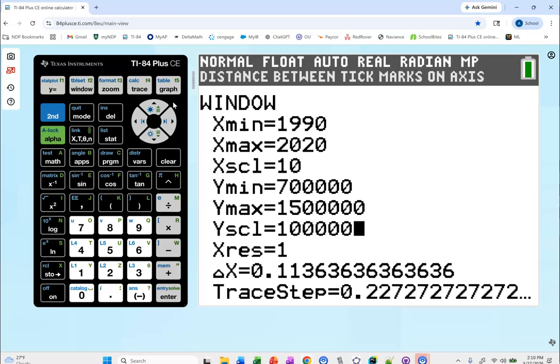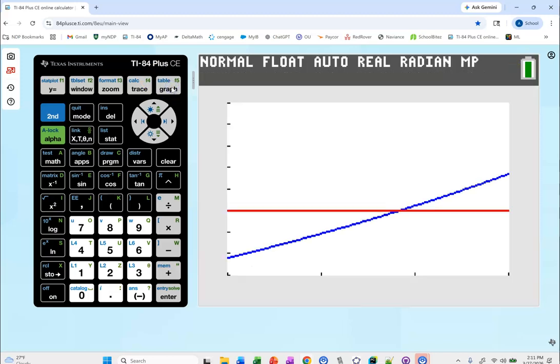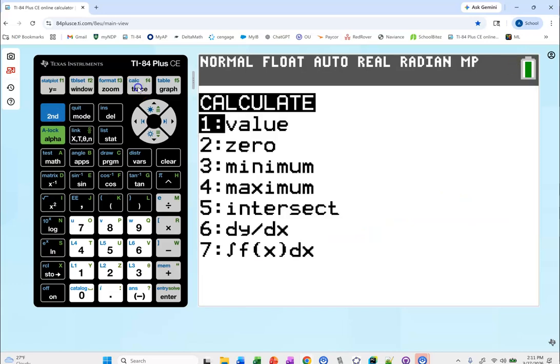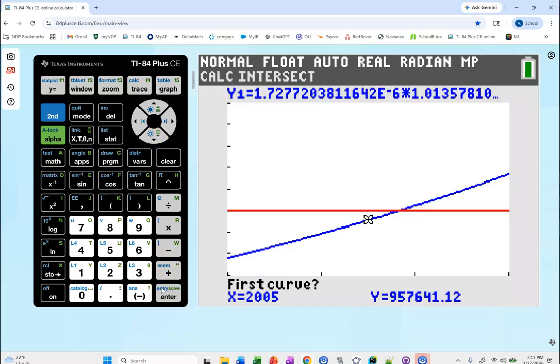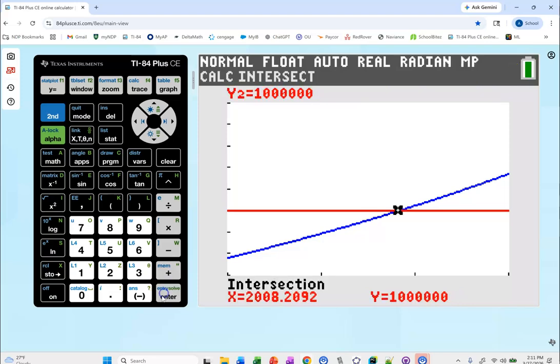Typically, this is the hardest part for students, using a little bit of common sense to choose a decent window. If I hit graph now, you'll notice that I have a nice picture. I can see the blue curve. That's my population model. And then the red line is the 1 million. To find that intersection, I'm going to press second in the trace button. I'm going to choose the intersect command. And because I have just 2 curves and 1 intersection, I just can press enter 3 times. And there it goes. It says 2008.2.